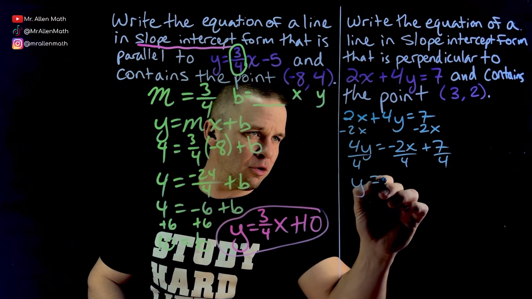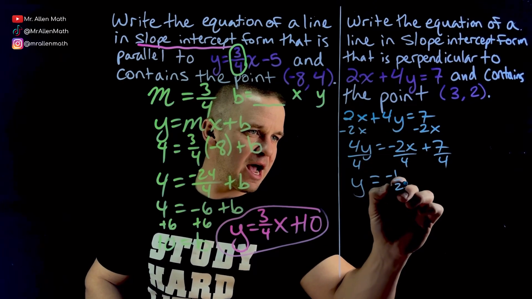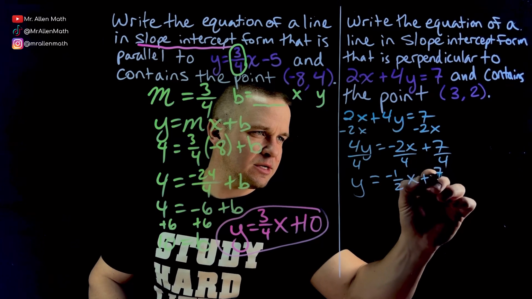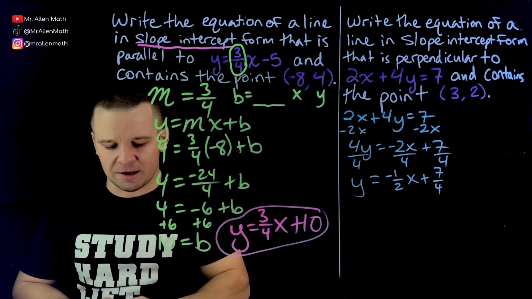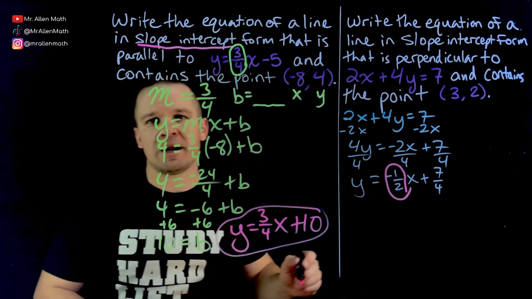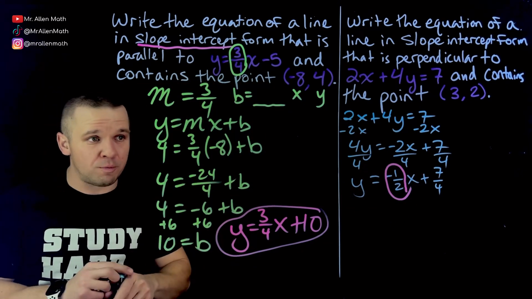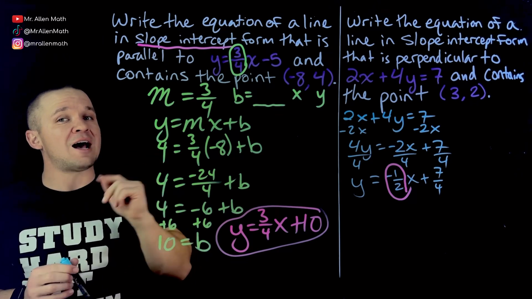But truly, the only thing that matters is this guy right here, which is the negative 1/2 x plus 7 over 4. I don't care about anything else except for this right here. All right? Negative 1/2 is all I care about. That is my slope of that line.